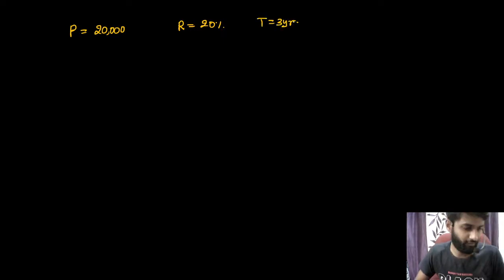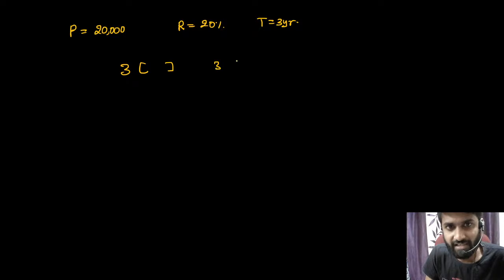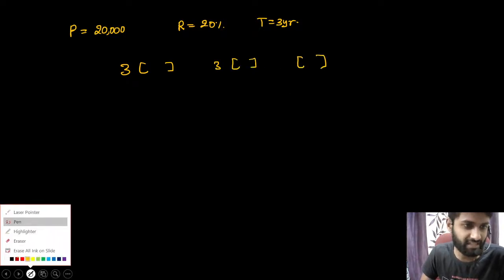Principal is equal to 20,000, rate of interest is equal to 20%, calculated for 3 years. Don't write any formula. See, if you know the ratio for 3 years, what is the ratio for 3 years? 3 is to interest, 3 is to interest, 1 means that is the previous interest. So in this way, 3:3:1. Just keep it in mind.